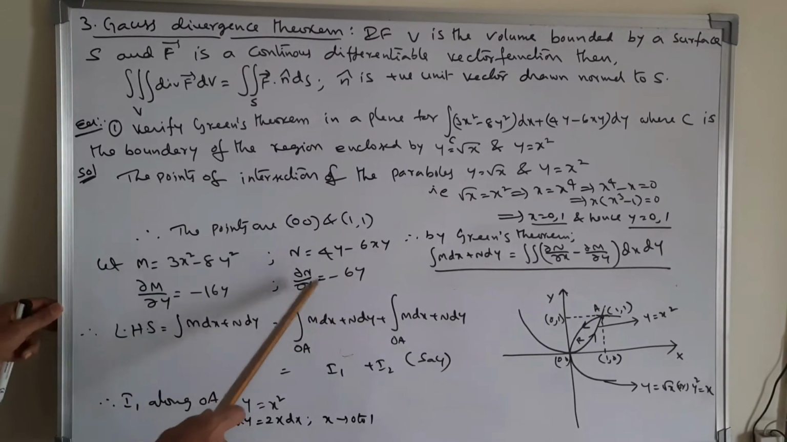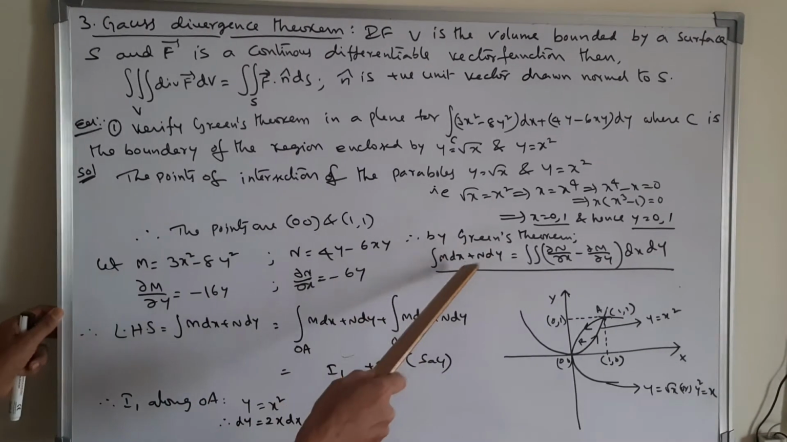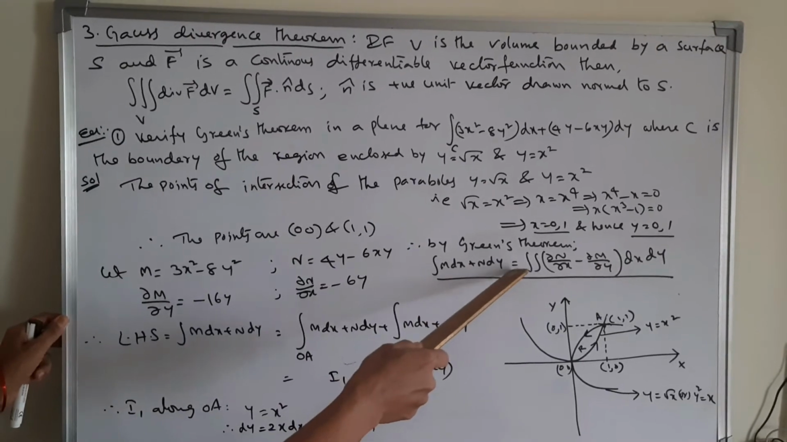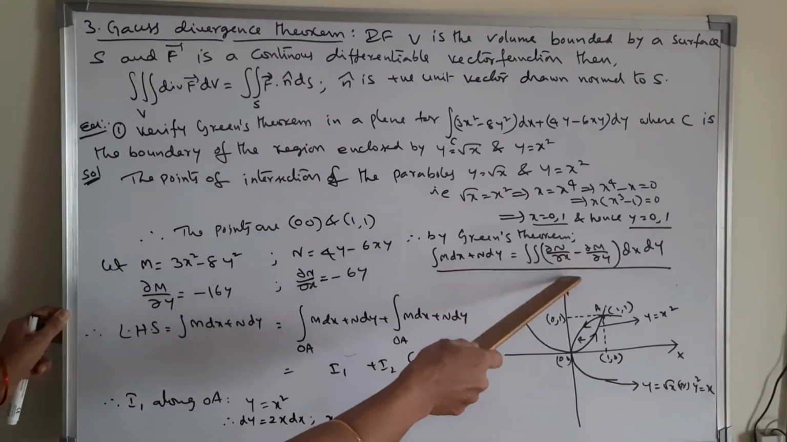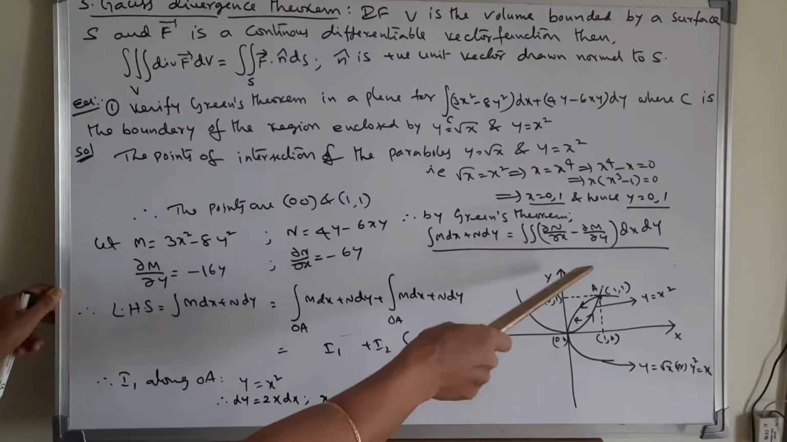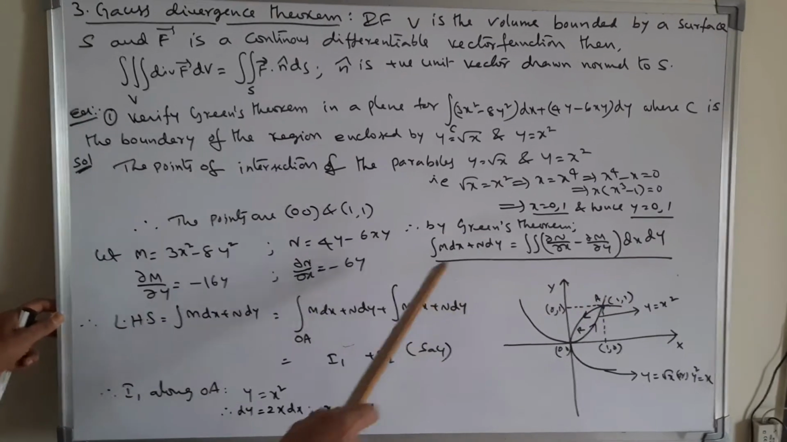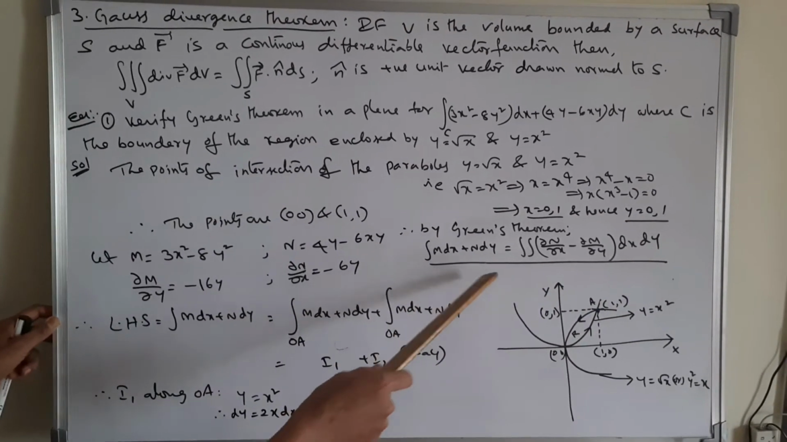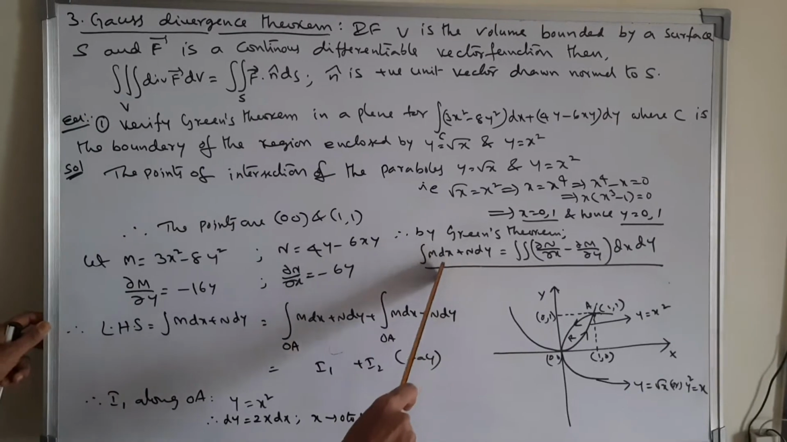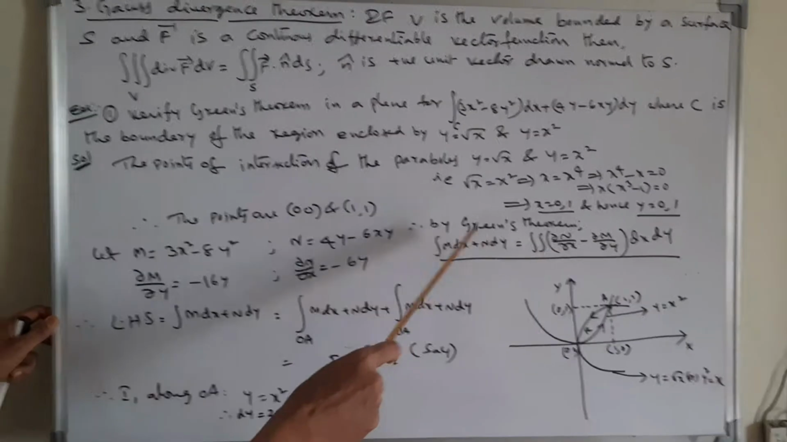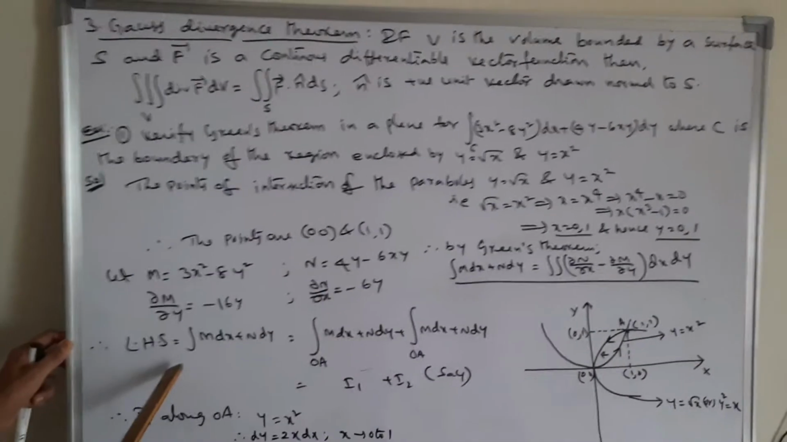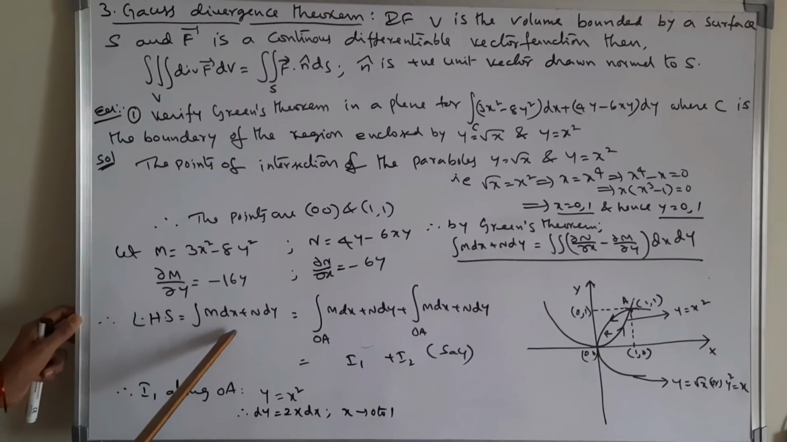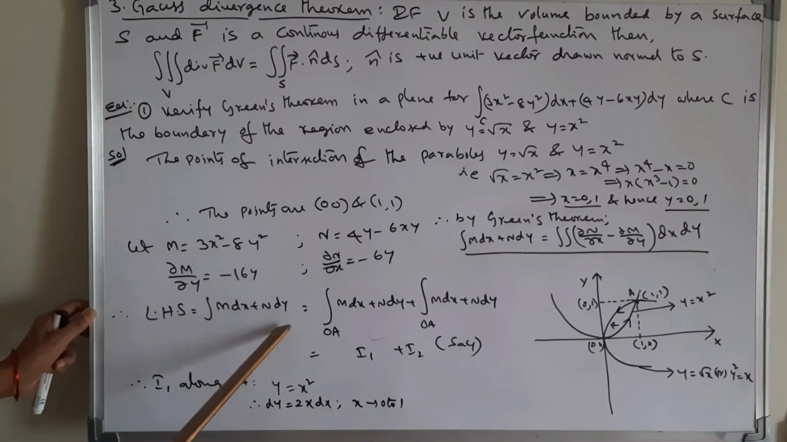Next, by Green's theorem, the integral of M dx plus N dy is equal to the double integral of (dou N by dou x minus dou M by dou y) dx dy. This is the statement of Green's theorem. We have to prove that the LHS is equal to the RHS. So I am taking the first part, the LHS. LHS is equal to the integral of M dx plus N dy.